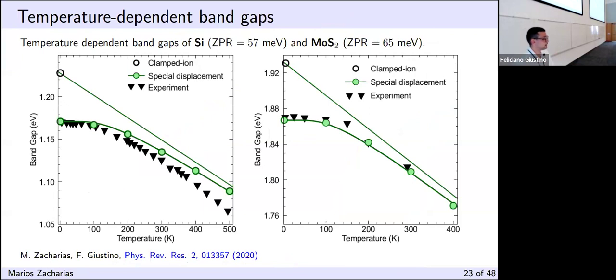Considering temperature-dependent band gaps, of course, we can use exactly the same methodology, and instead of the imaginary part of the dielectric function, we can evaluate the band gap. Here we use the example of silicon and molybdenum disulfide. We see that we have an almost excellent agreement with the experiment.